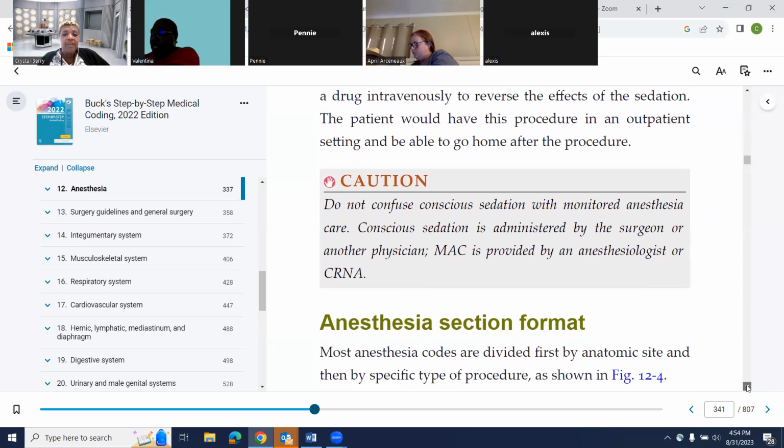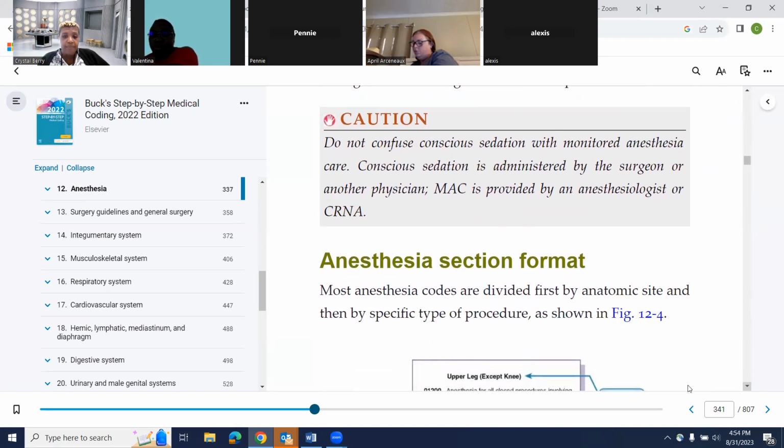Then we have the anesthesia section format. Most anesthesia codes are divided first by anatomic site and then by specific type of procedure. That was that next objective. The format: most anesthesia codes are divided first by the anatomic site and then by specific type of procedure.